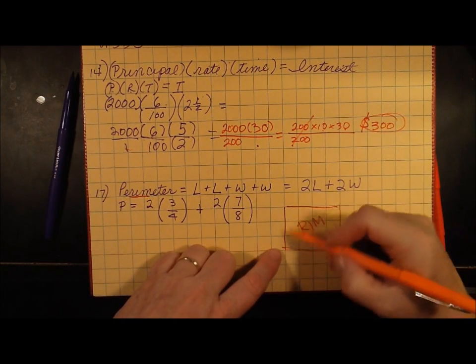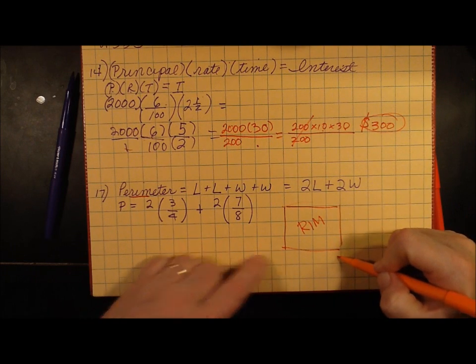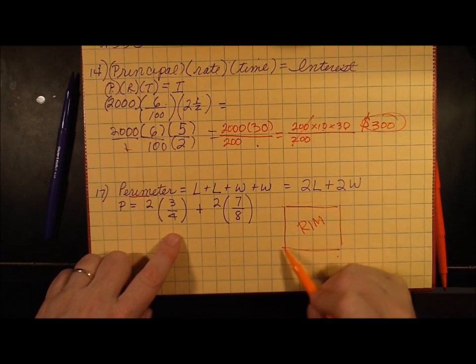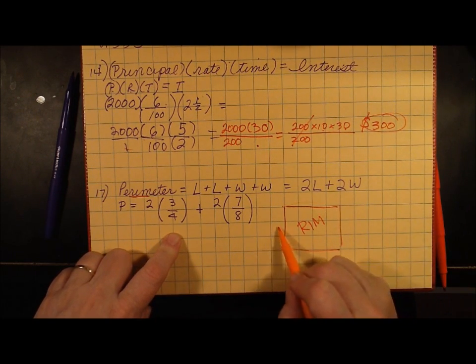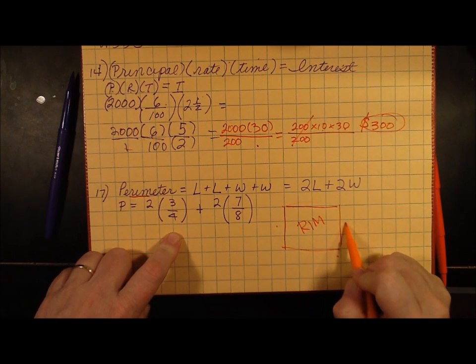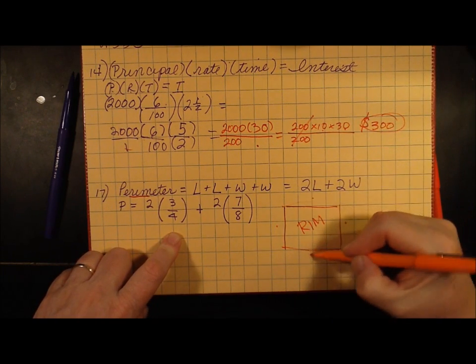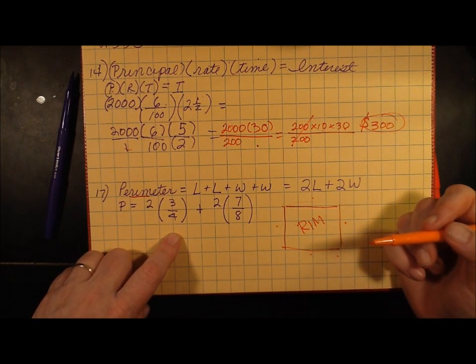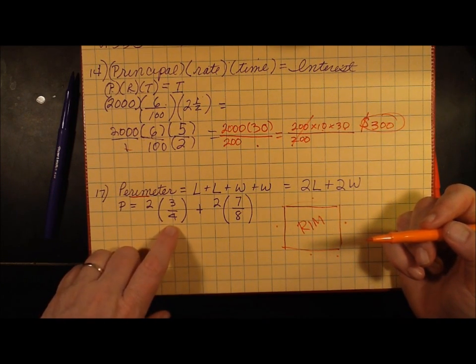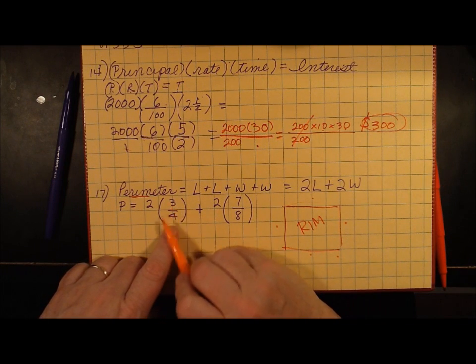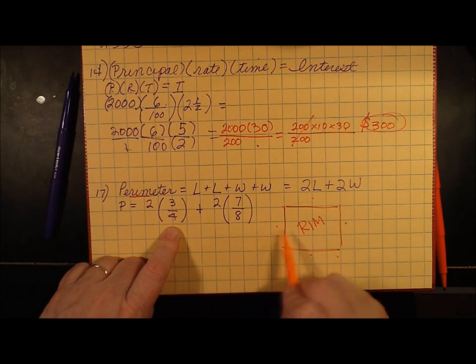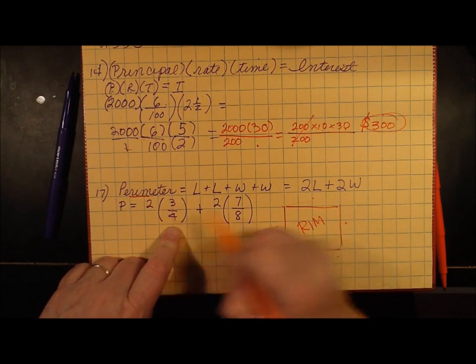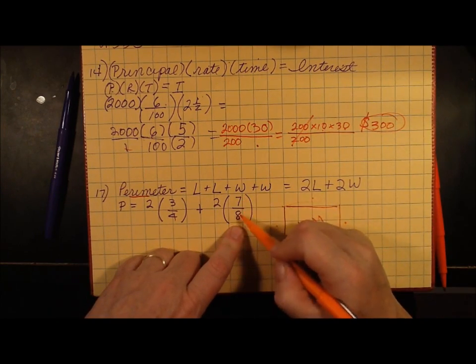Perimeter is the measurement around the rim of the figure. So this is a rectangle, so this side and this side are the same, and this side and this side are the same. Perimeter goes all the way around. They've given us some measurements for this. One set of sides is 3/4, the other set of sides is 7/8.